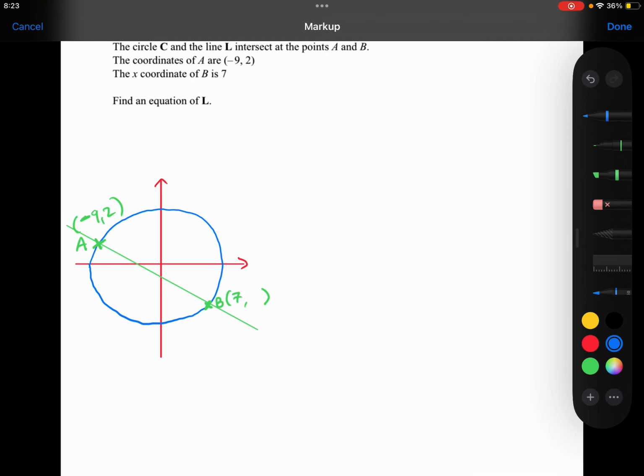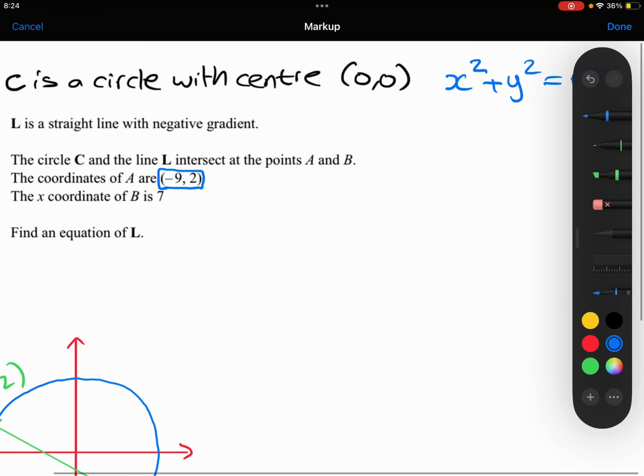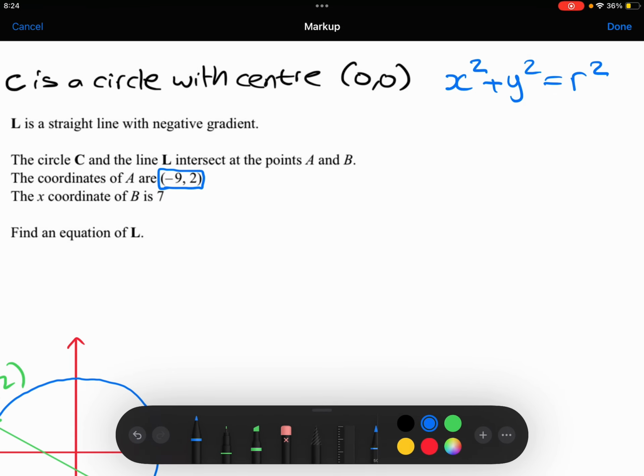Right, well, equations of circles that have a centre on the origin always look like this. X squared plus y squared is equal to the radius squared. That's the general equation of a circle when the centre is on 0, 0. And because we know that point A lies on the circle, we can substitute that into our equation. The x-coordinate is -9. The y-coordinate is 2. We don't know what the radius is. We're going to work that out.